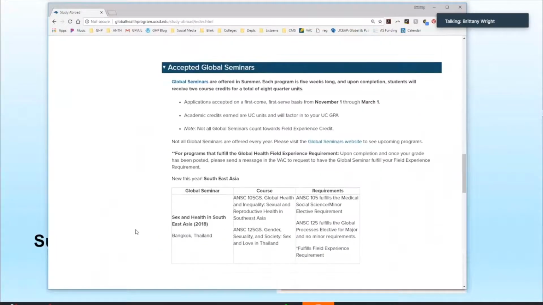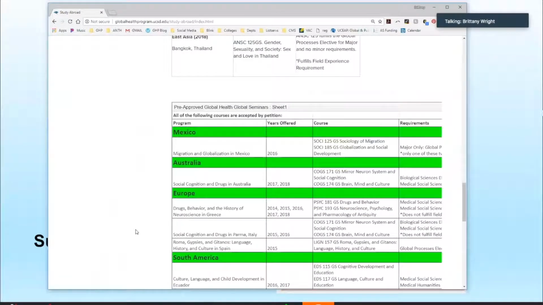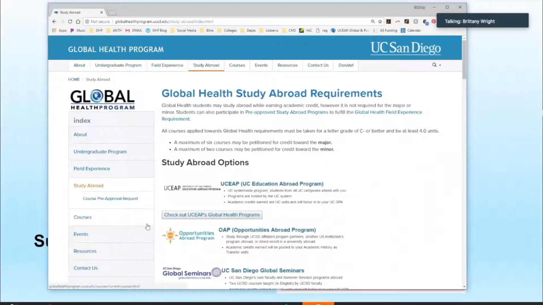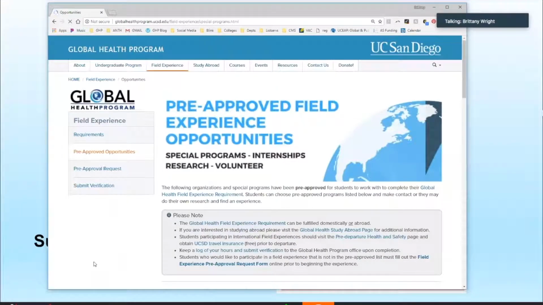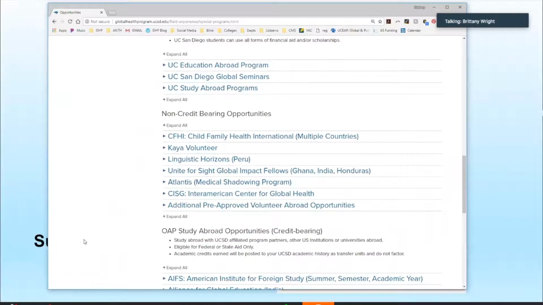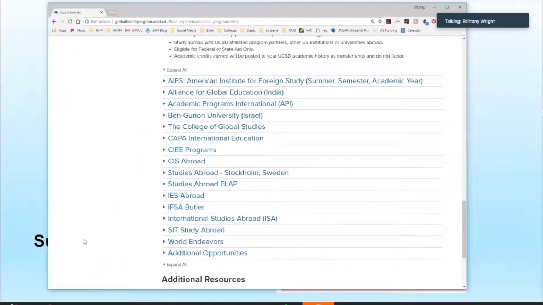And then with the global seminars, you can see which ones. So for instance, there was this social cognition course here. You can see that these fulfill a biological science and a medical social science elective. So these are just some here. We promote more in our newsletter, and also under field experience pre-approved opportunities, if you scroll down and you're looking for a program that also covers field experience, here's some great ones as well.